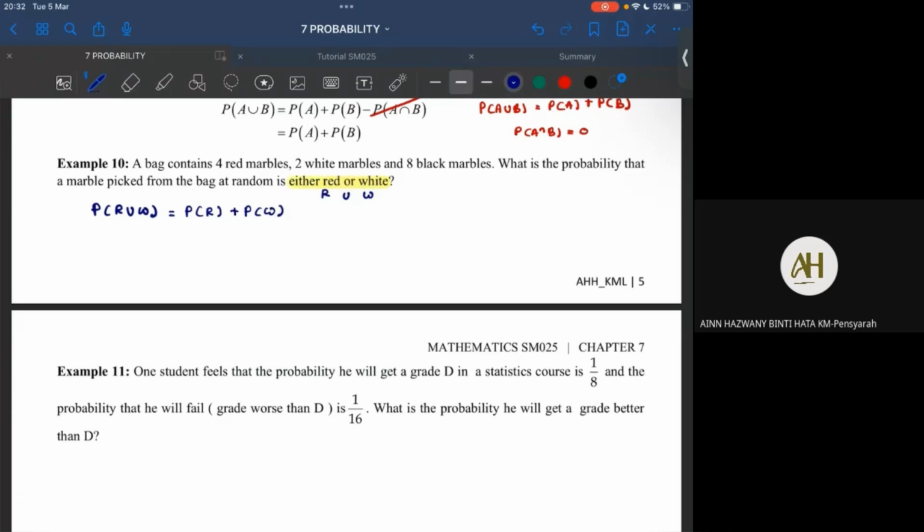So how many red marbles? We have 4. Totalnya ialah 4 red, 2 white, 8 black. So we have 14 in total. So white we have 2 over 14. So we end up with 3 over 7. Alright, senang je.